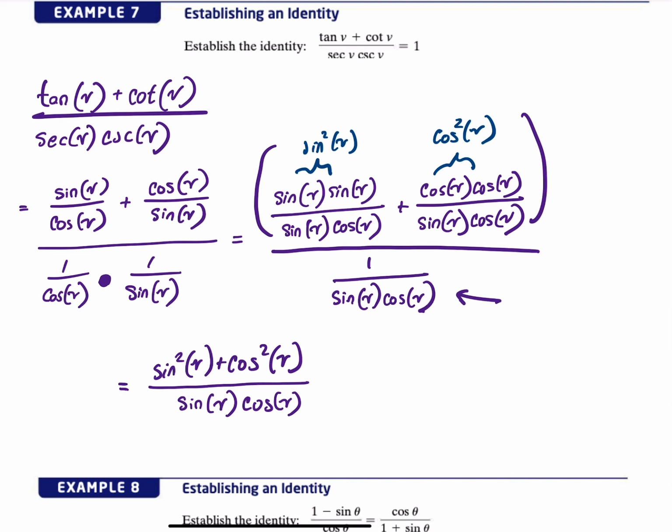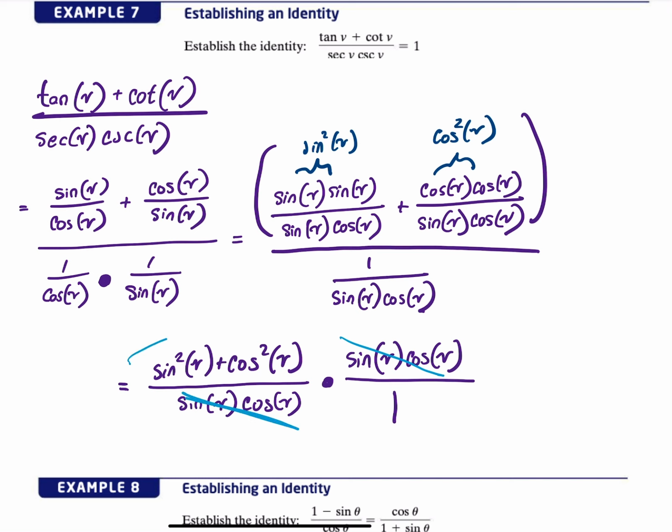We have a division of two fractions again. So let's just go ahead and write that as a multiplication. You divide two fractions, you flip the second one, and then multiply. So flipping that denominator, we get sine times cosine over 1. That will cancel nicely. Sine times cosine, sine times cosine.